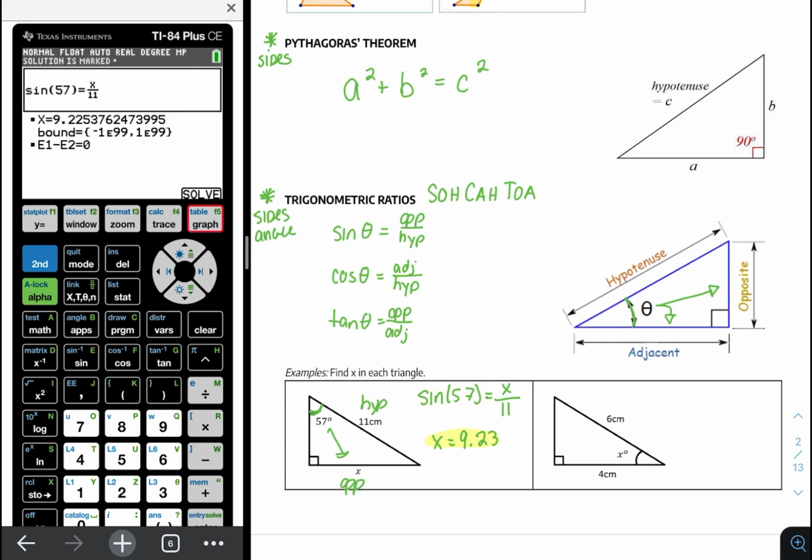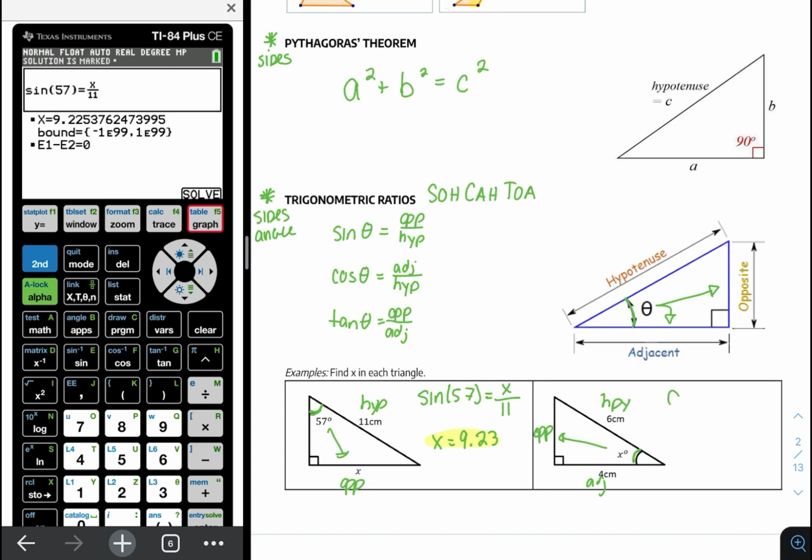Now we're going to go ahead and look at the second example. The second example, we're looking for an angle. And we know that the hypotenuse is 6. And this 4 is not the opposite side, right? This would be the opposite side. The 4 would be the adjacent side. So I'm looking for a trig ratio that involves hypotenuse and adjacent. That would be our cosine ratio.